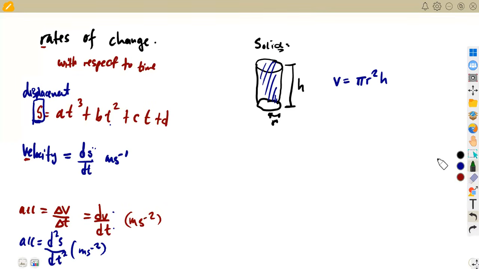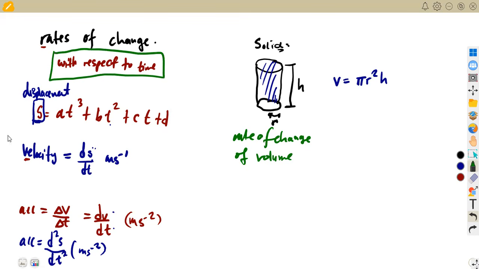It's a fixed value. So now we can be asked a condition whereby we have a rate of change, in this case of volume. The moment we talk about the rate of change, it must be with respect to time. So the rate of change of volume with respect to time is going to depend on these two that we have, which are the radius and the height, like I was saying before.